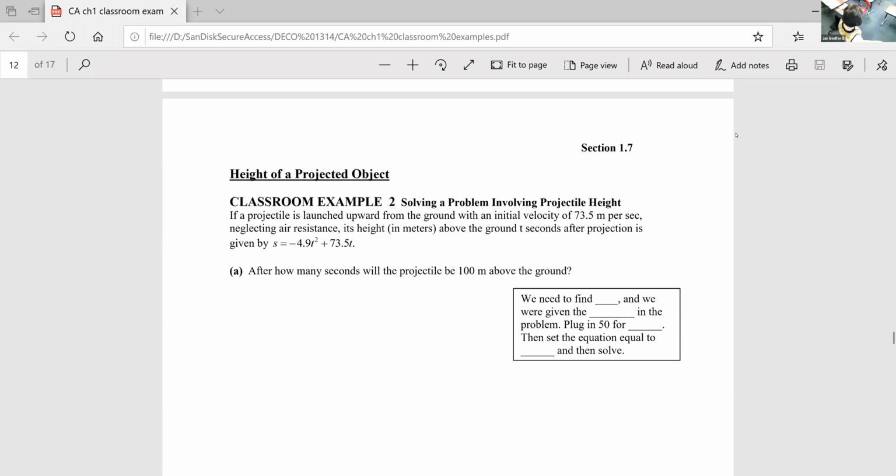Has anybody ever gone skydiving? I haven't either. Anybody interested in going skydiving? Really? Okay, I'm too chicken. I don't think I would do that.